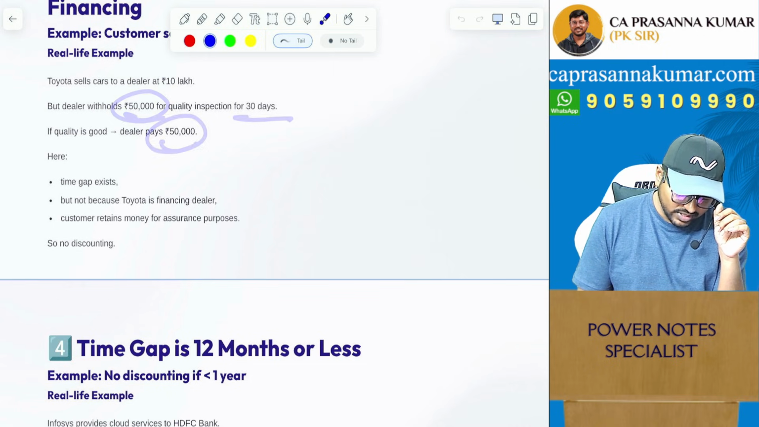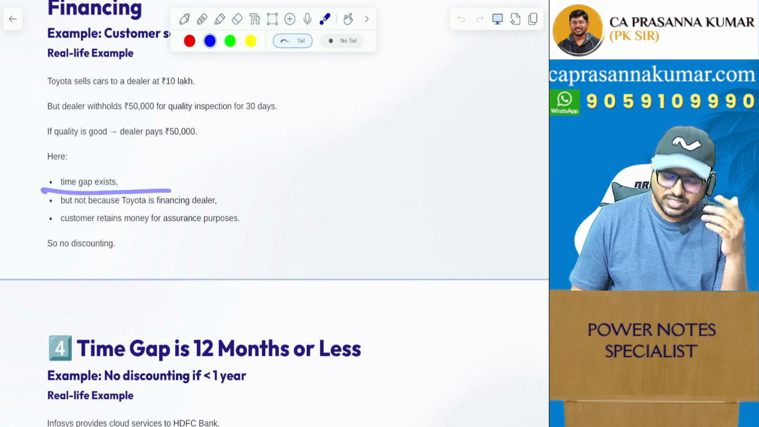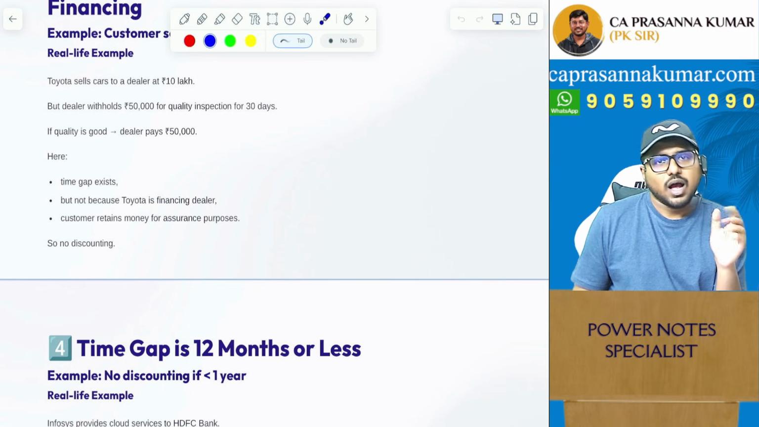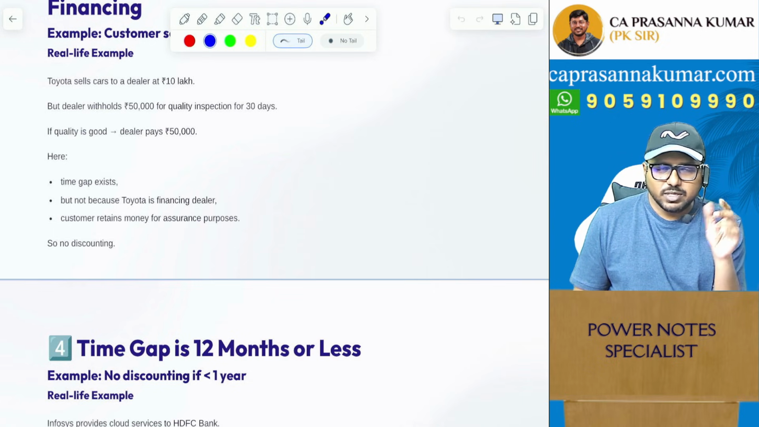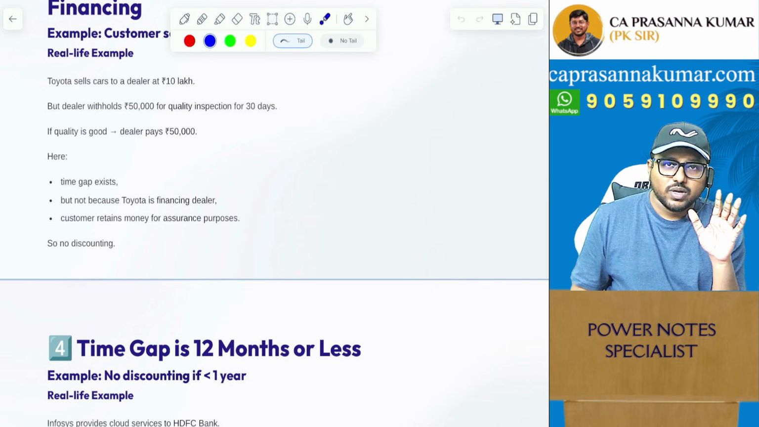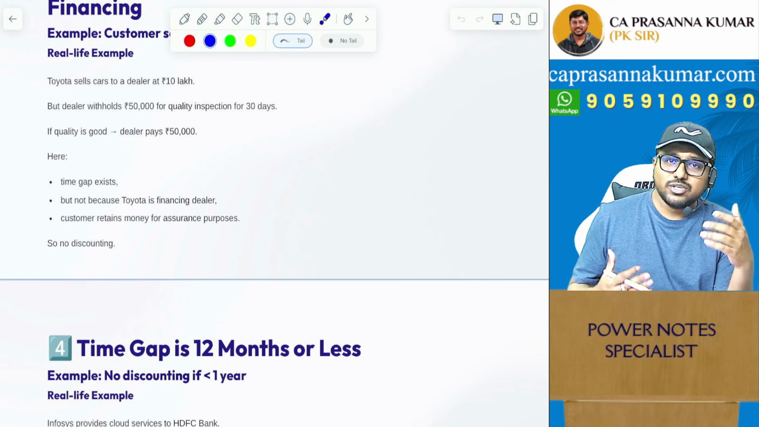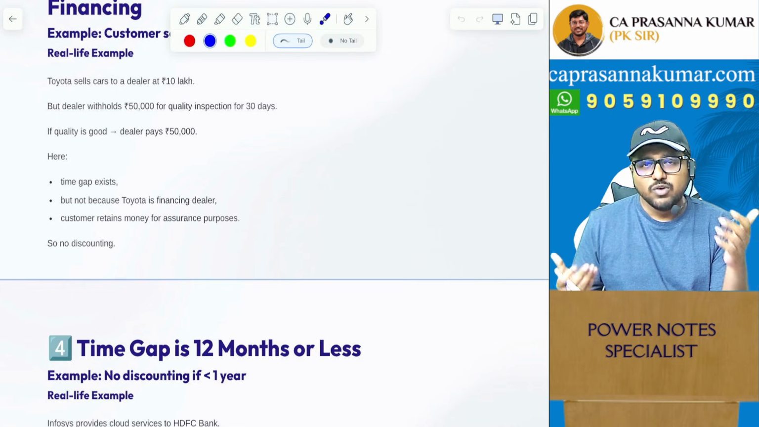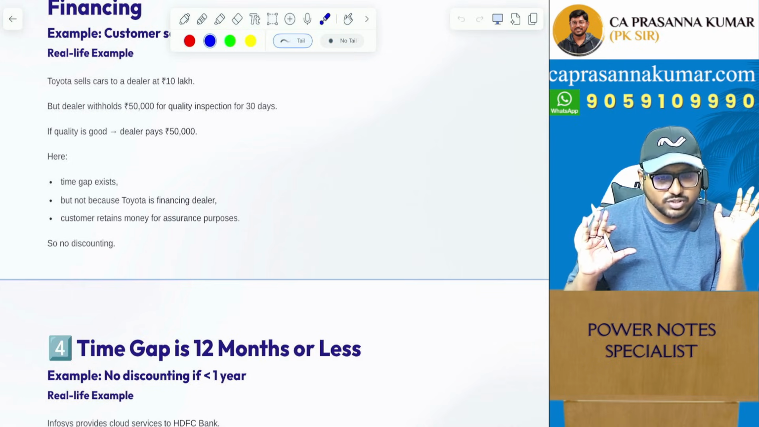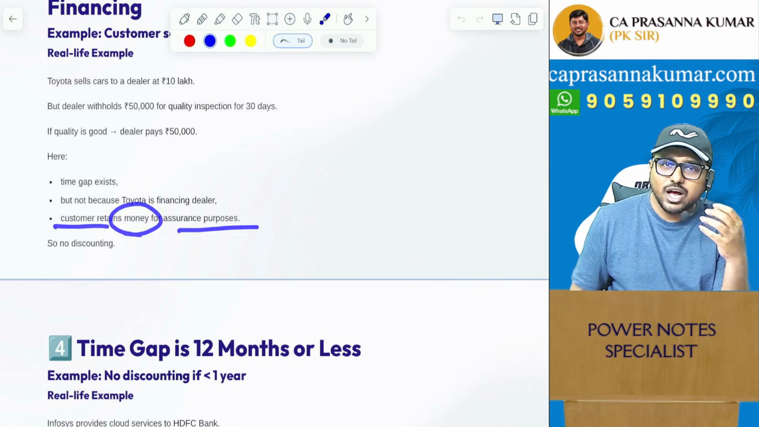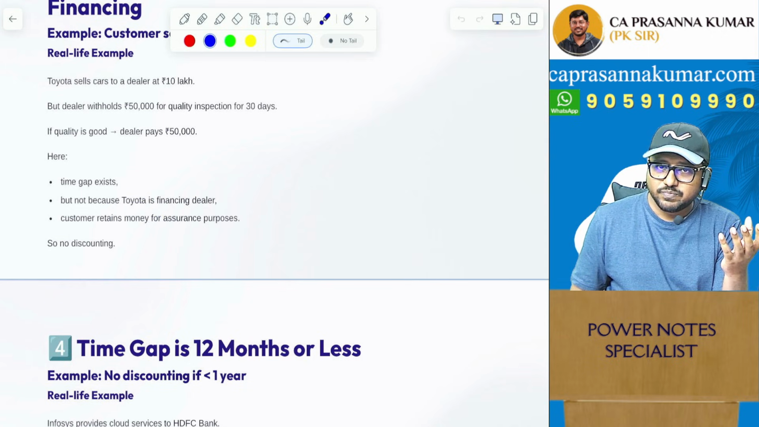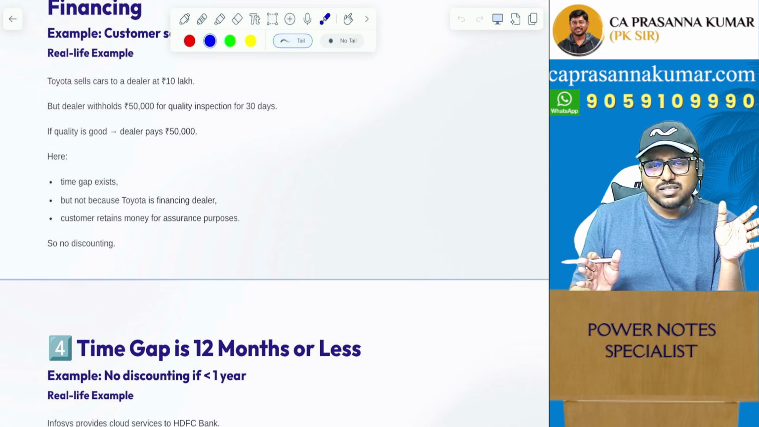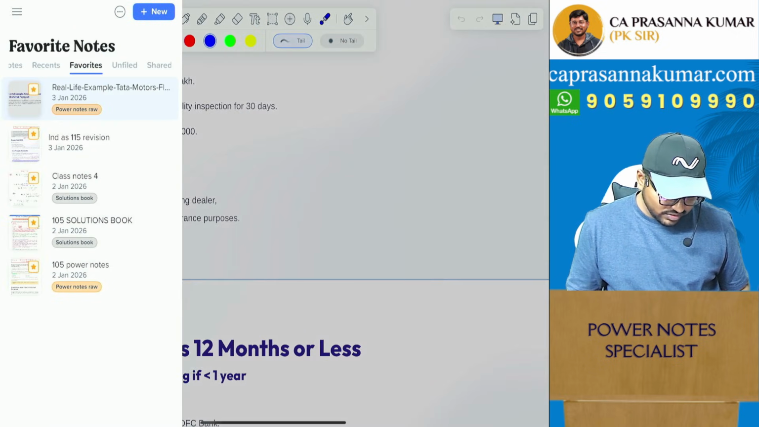Now the question is, is there a delay in payment over here? Yes. Time gap exists? Yes. But not because Toyota is financing the dealer. Toyota is not allowing the dealer to pay late as a financing arrangement. The reason is the dealer is trying to safeguard himself from any future dents or something going wrong with the car that he has received from Toyota. You understand the point? So the customer retains money for assurance and safety purposes. In that case, that timing difference, here for 30 days, you cannot call a significant financing component. You cannot call it an interest component.